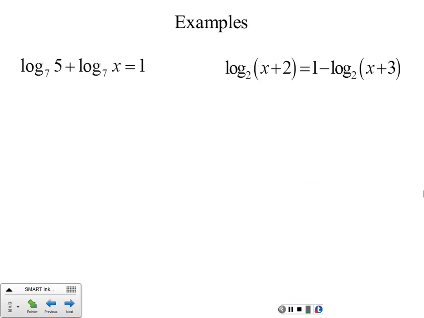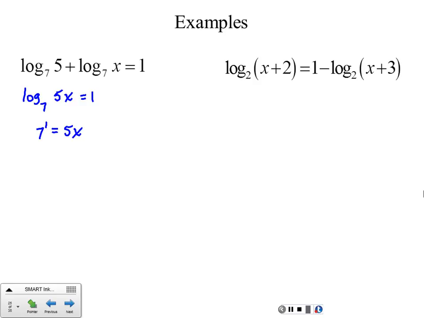Okay, so let's try again. We're going to change these to 1 log. You see the plus sign in between, so that tells me that I'm going to multiply my arguments. That plus sign tells me to multiply the arguments. So 5 times x is 5x, and of course it's equal to 1. Next step, change it to exponential, so we'll have 7 to the first power is equal to 5x, and of course 7 to the first power is just 7.